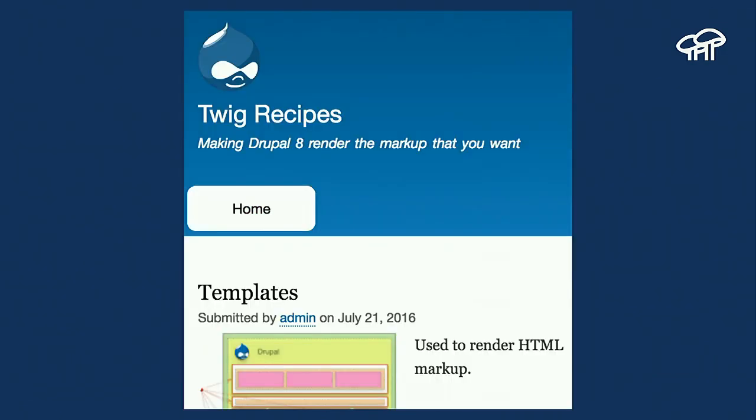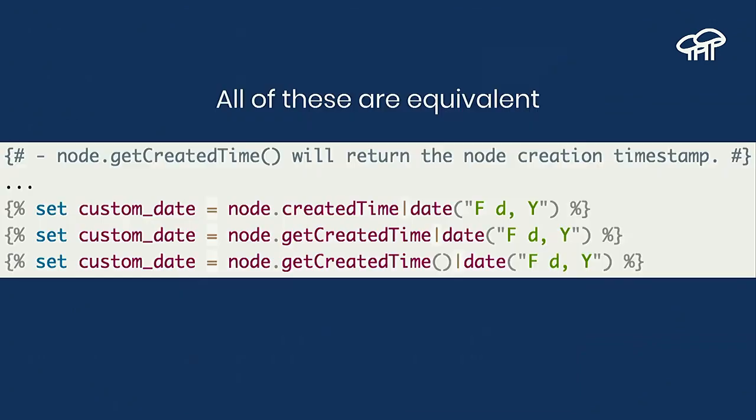And now we get the results that we want. Now, if you were paying very close attention, in the node template, the comment said that we will use node.getCreatedTime with parentheses. But in my example, I use node.createdTime.